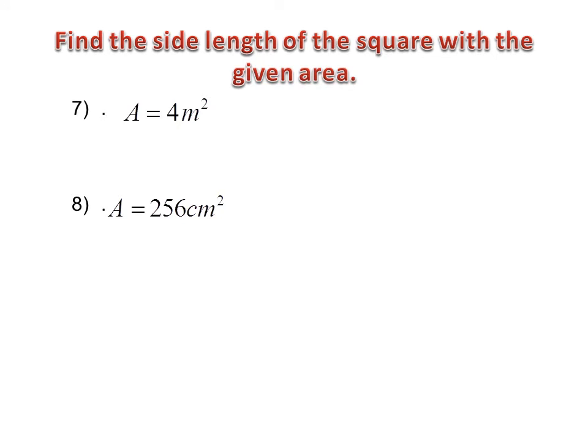Find the side length of a square with the given area. First of all, how do we find the area of a square? This area is equal to 4 m squared. So we know if we want to find the area, we multiply side by side. So the square root of 4 should give us 2. So each side of that area should be 2. How about the next one? Area is equal to 256 centimeters squared. What would each side measure?